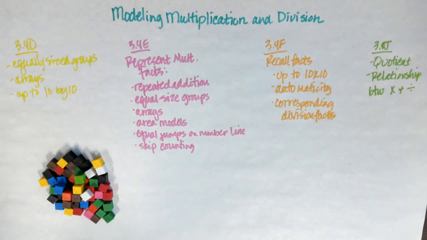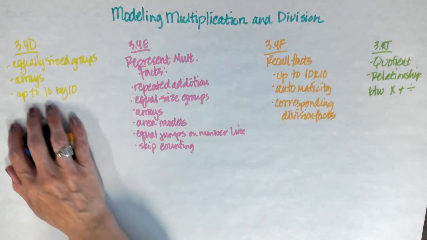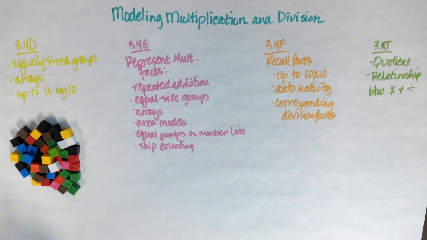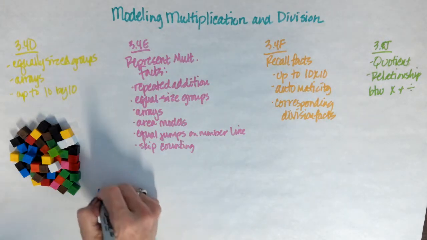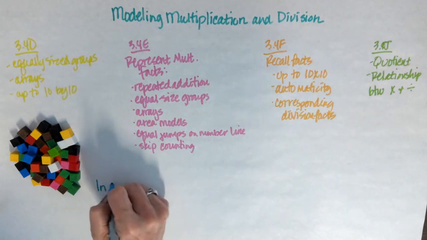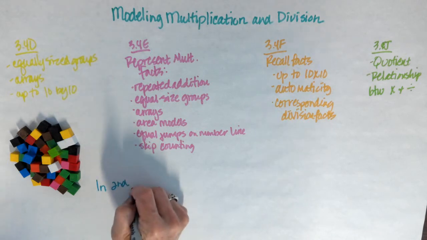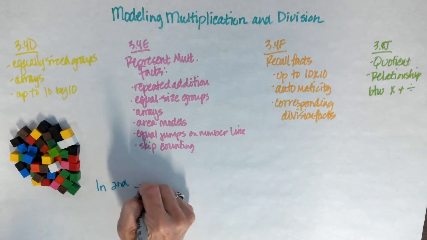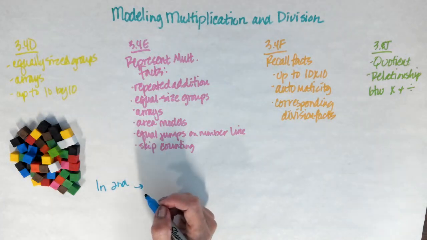So we are going to spend a few minutes talking about the standards that we work with for modeling multiplication and division. We have 4 supporting standards: 3.4D, 3.4E, 3.4F, and 3.4J. But before we jump into that, I want us to think about, what do second grade students learn? So in second grade, they are introduced to multiplication and division concepts. And here's what I mean by that.